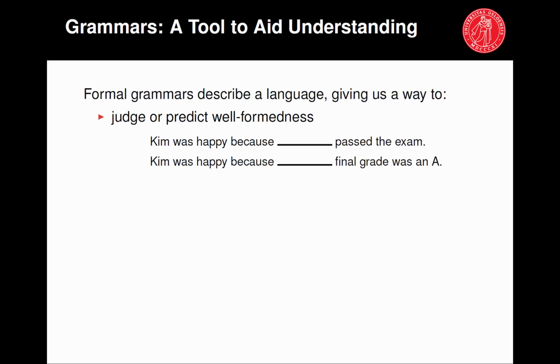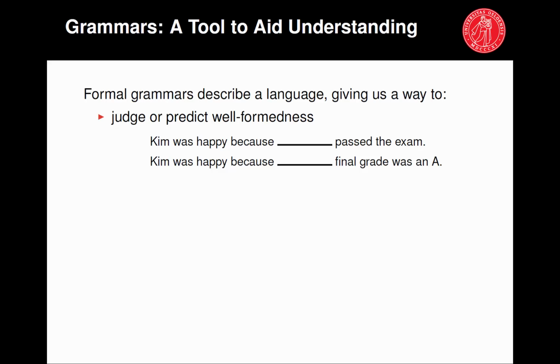For one, we have good intuitions about what can go into these slots. Kim was happy because she passed the exam, or maybe he, but in my universe, Kim is a girl's name. Kim was happy because her final grade was an A. So different forms of the pronoun in different contexts. And that is knowledge of grammar and the computer generating language better. It's a variant of the pronoun she in both cases, but it has to fit into the context. Otherwise, Kim was happy because she final grade was an A. We can barely make sense of that.